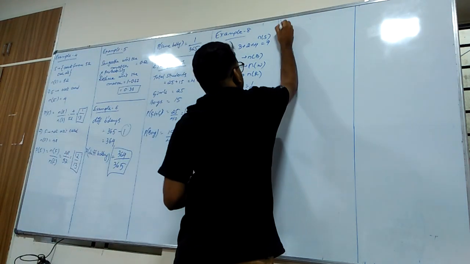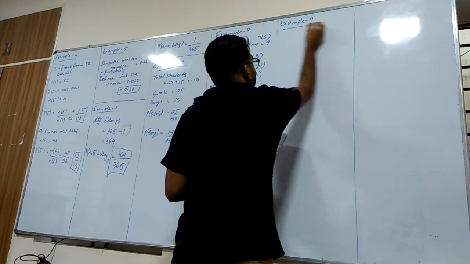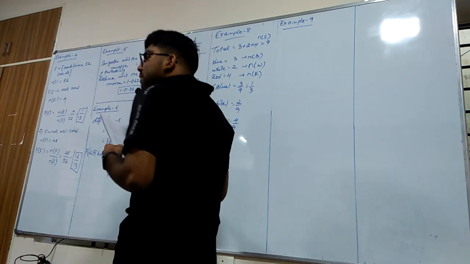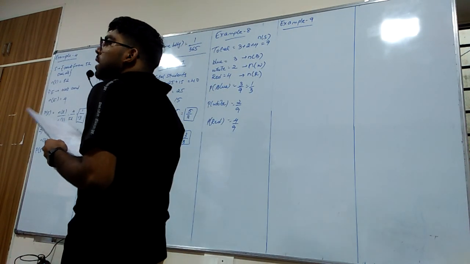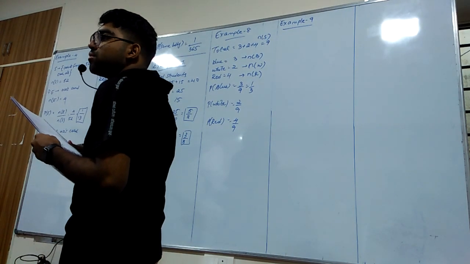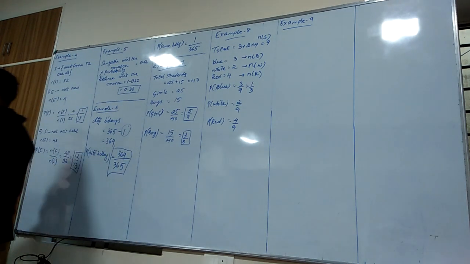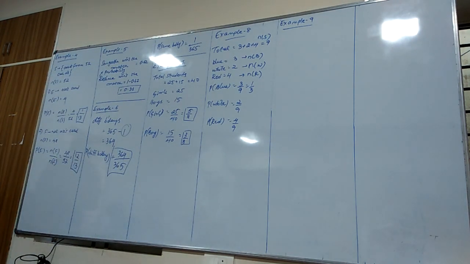Example number 9. Looks like everyone else has completed, but you should speed up. How many of you are there in the class today? 15 of them, and one person is not writing. The probability of not writing is 2 by 15.